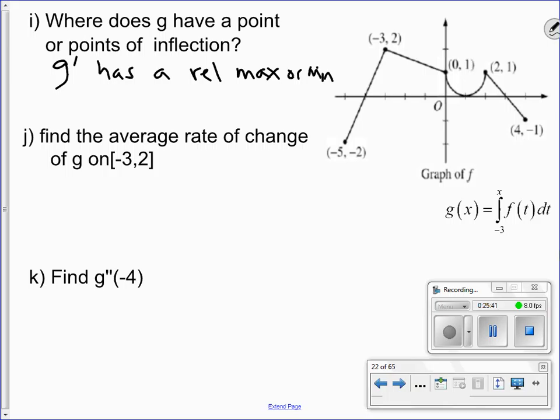So where would that be? X equals negative 3, I'm buying that. X equals 1, I buy that. And x equals 2. Okay, what about here? At 0. Yeah, slope's still negative. So the slope's not changing sign. So the second derivative's not changing sign. I tried to trick you.